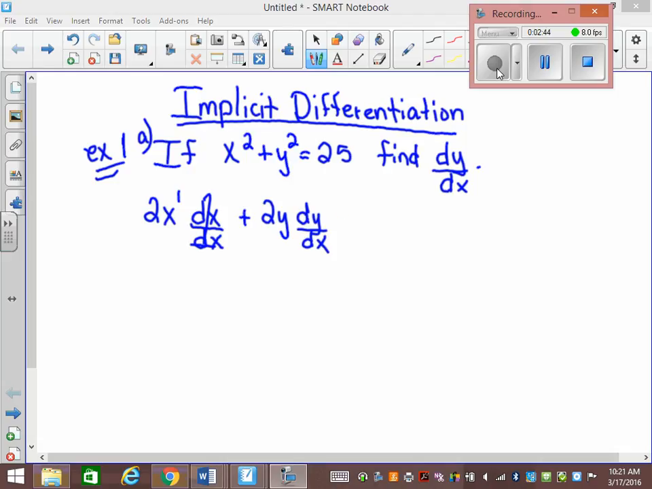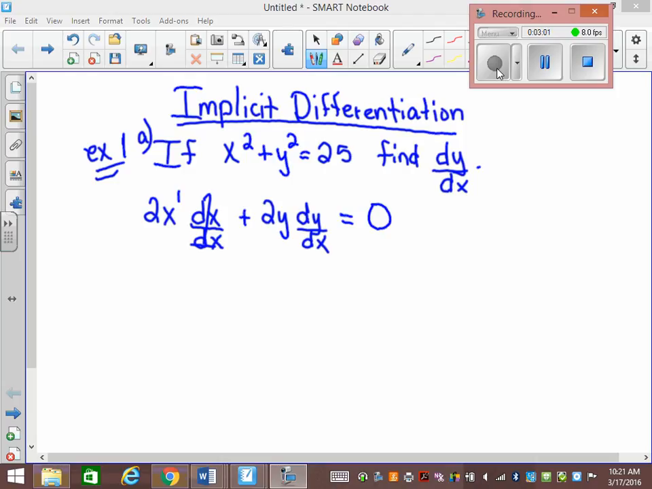Then everyone writes 25 behind. Don't be that person. What's the derivative of 25? 0. Huge common error. I do it all the time by accident, because I write the 25 behind instead of taking the derivative of it, which is 0.